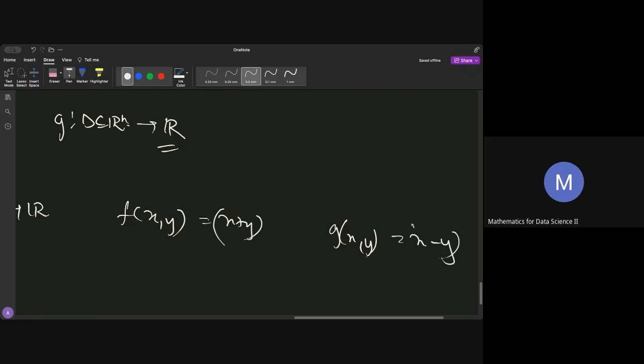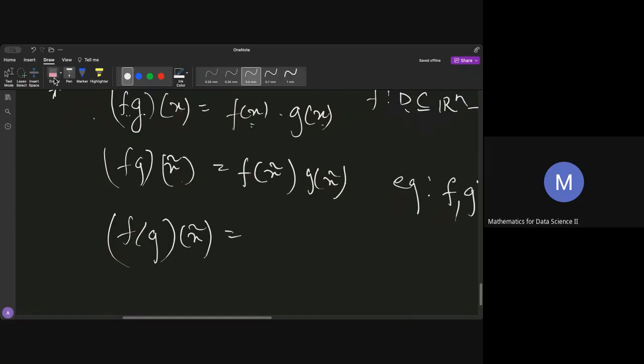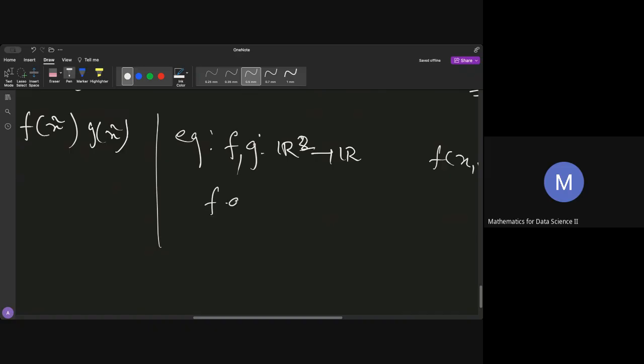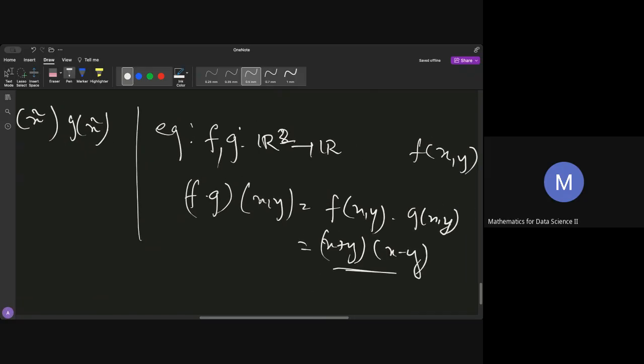Then I can define the product of these two. The product fg of (x, y) will be equal to f(x, y) multiplied with g(x, y). This thing is x plus y, and this other thing is x minus y. So this is the function. This is how the product is defined.